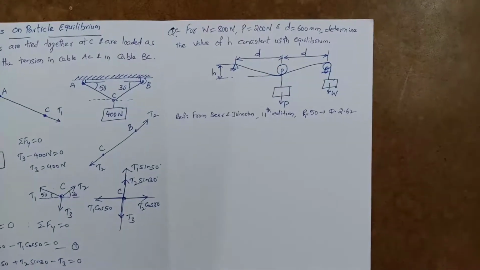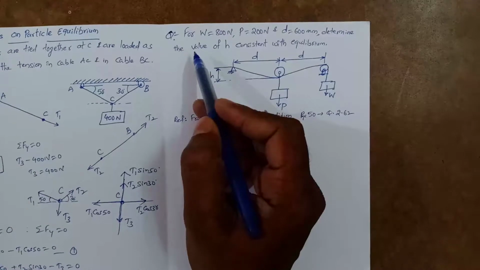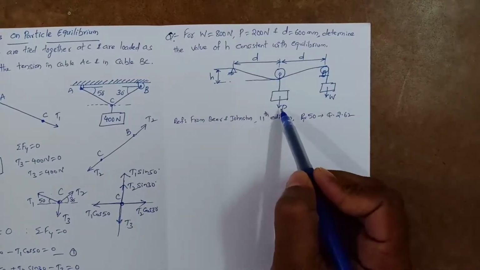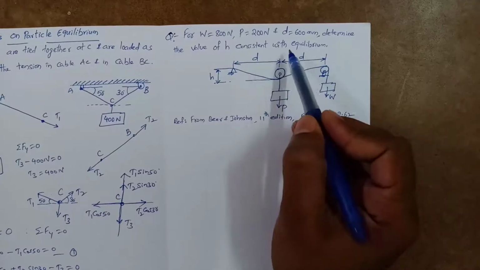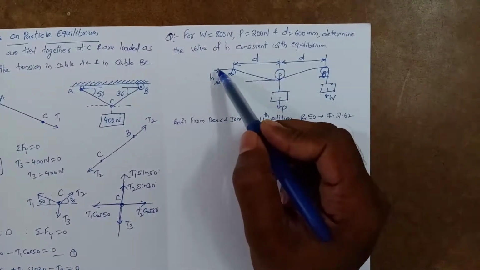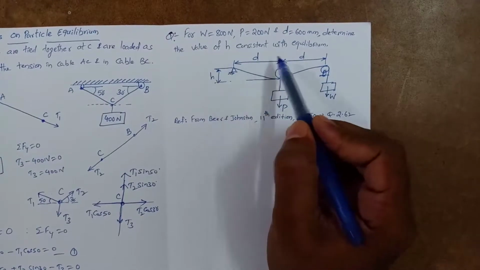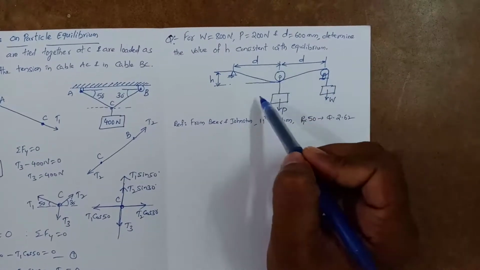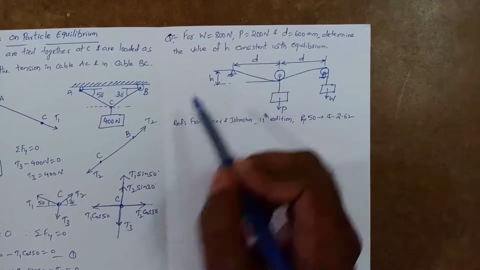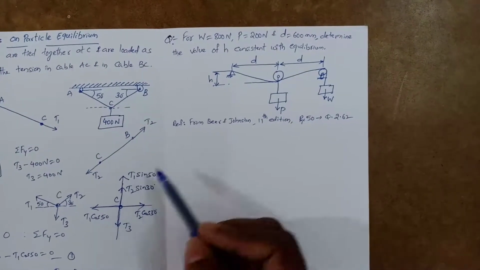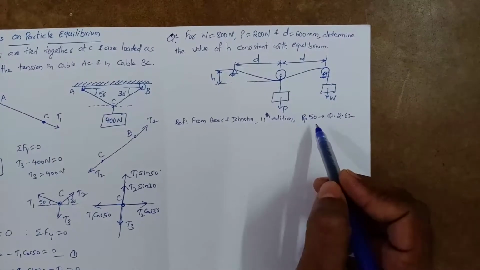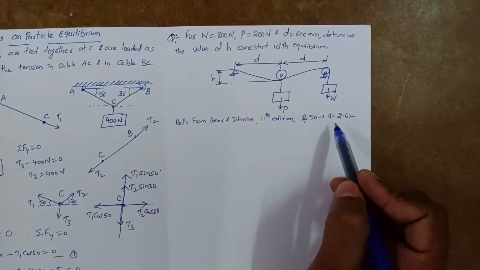Let us solve another problem. For W equal to 800 Newton, P equal to 200 Newton, and D equal to 600 mm, determine the value of H consistent with the equilibrium of the system. What is the value of H we need to find out? This problem is taken from Beer and Johnson, 11th edition, page number 50, problem number 2.62.